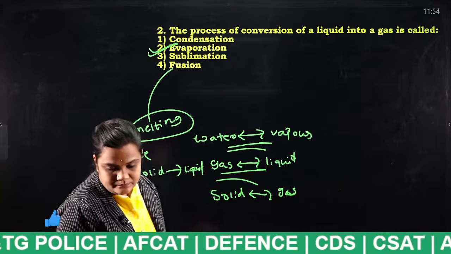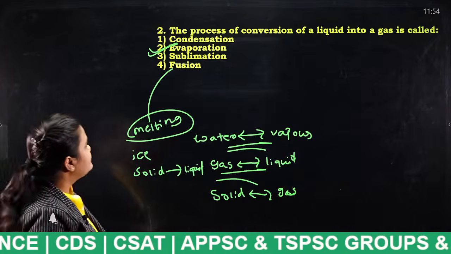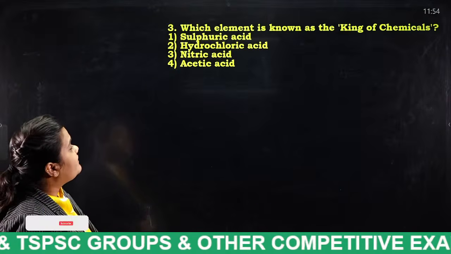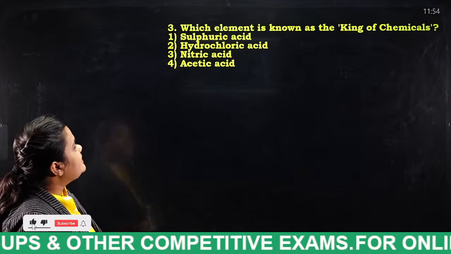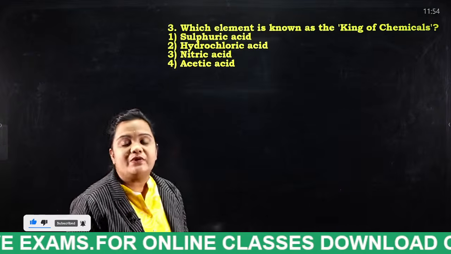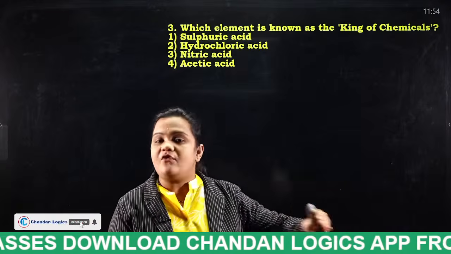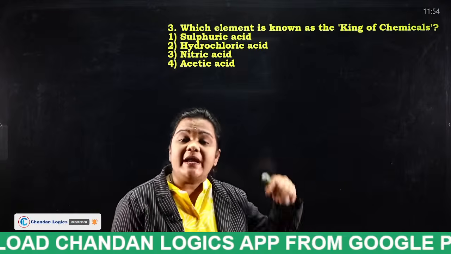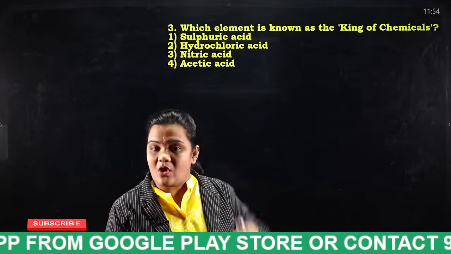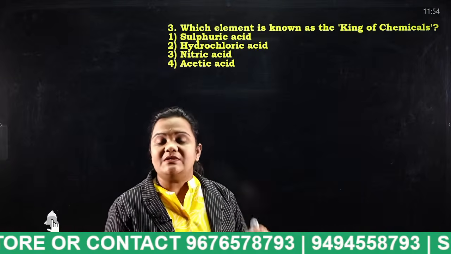Next question. Which element is known as king of chemicals? Sulfuric acid, hydrochloric acid, nitric acid, acetic acid. So tell me, students, why is that particular acid known as king of chemicals? Because in each and every industrial process, that acid is used.